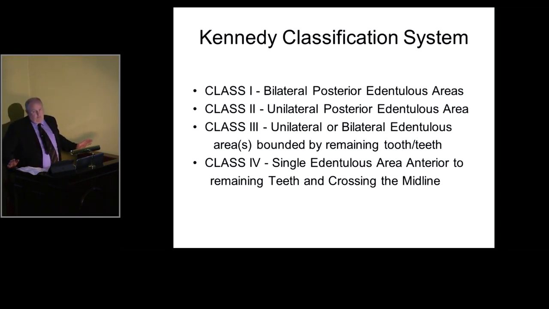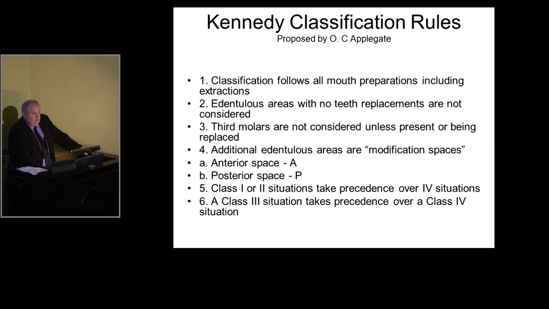That's one that people commonly get muddled up. They'll say, oh, it's a Kennedy 4 modification something. It can't be, because it's the only edentulous space. The rules, after all the extractions are done: third molars, rule 3, third molars not considered unless present. So if they're there, it's part of the classification. And then modifications. And then, like I said, knowing where does class 4 fit into the whole equation. 1 and 2 take precedence over it, and 3 takes precedence over it.